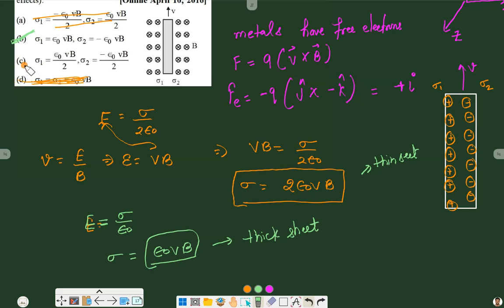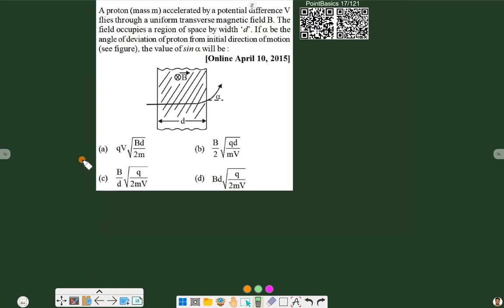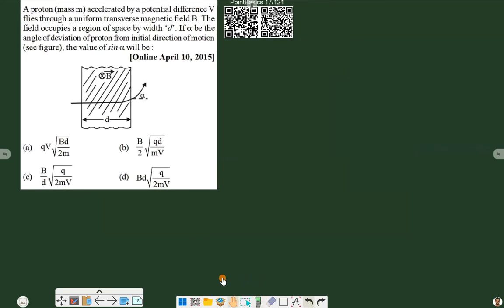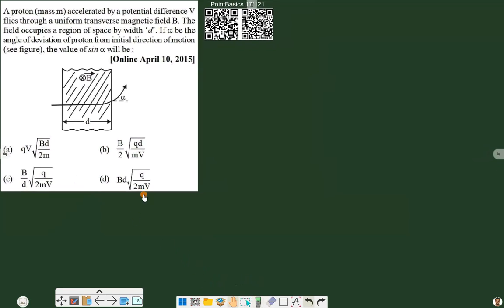Now moving to the next one. A proton of mass m accelerated by a potential difference V flies through a uniform transverse magnetic field B. The field occupies a region of space of width d. If alpha is the angle of deviation of the proton from the initial direction of motion, the value of sine alpha will be. So we have to find the value of sine alpha, and we have already solved this type of question or this type of process.